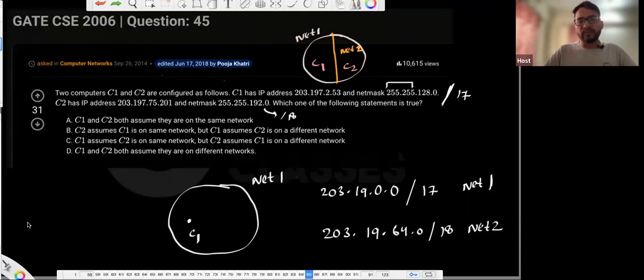Now, we have logically divided, we have done the subnetting, and there is another network, which is network 2, a subnet of this network, and then we have said that C2 is here, in this network 2. But for C1, I'm exposing C1 with this particular subnet mask, which means I'm saying that this complete thing is a network. So for C1, this complete thing is a network, and for C2, only this thing is a network. So here C1 assumes C2 is in this network, but C2 doesn't know that C1 is also in the network, right? So C2 will think that C1 is somewhere else. So that's why C is the answer.